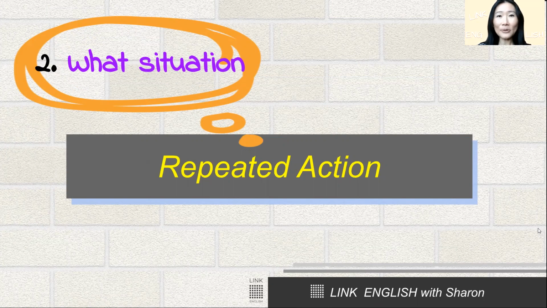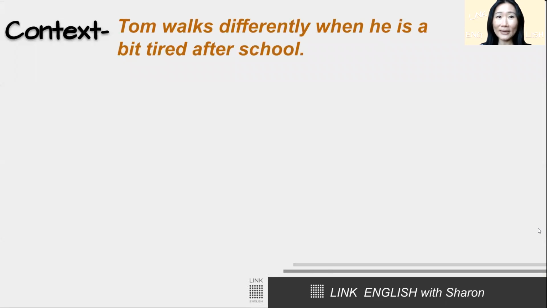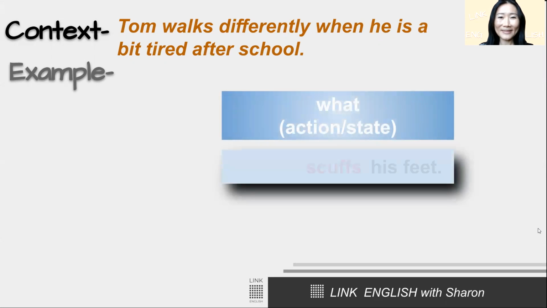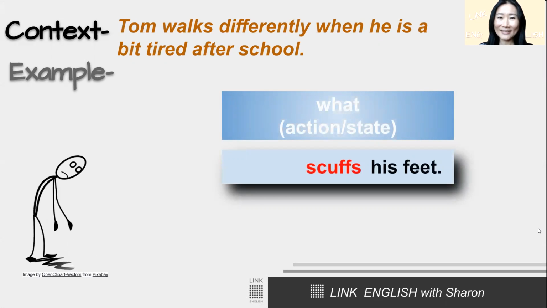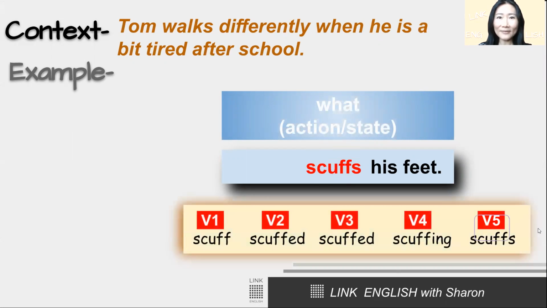First, when there is a repeated action. I'm giving you an example. Look at the context first. The context will help us understand the example. Tom walks differently when he is a bit tired after school. In this example, what action? Scuffs his feet. It means walking slowly without lifting the feet up high. Which verb? V5, scuffs.